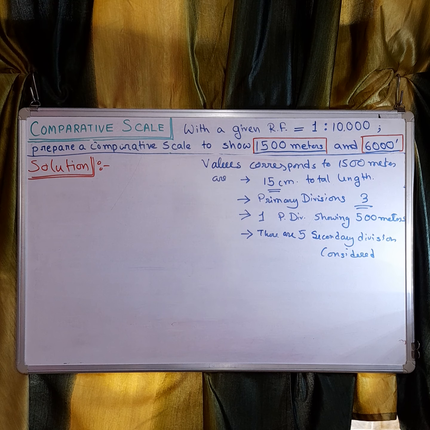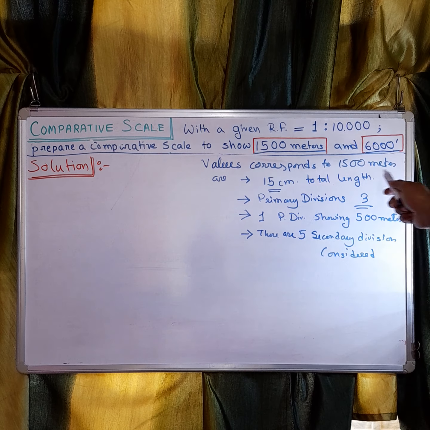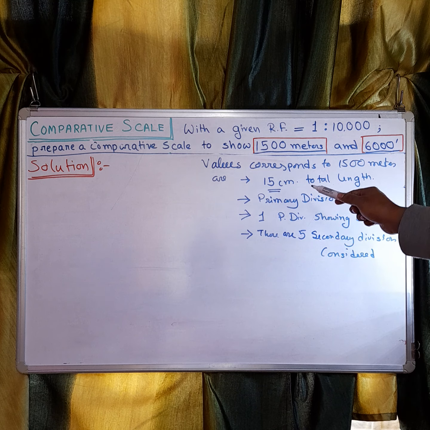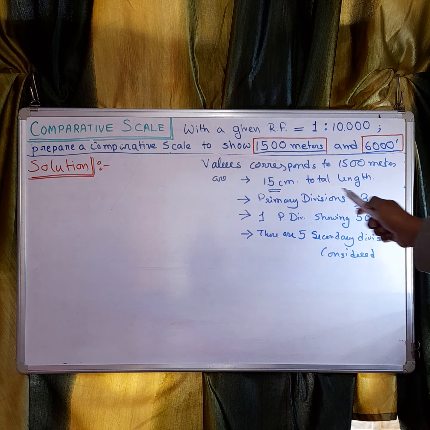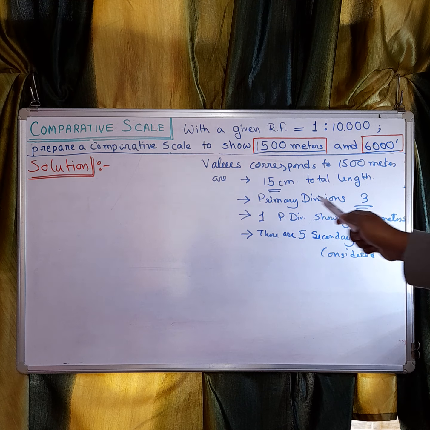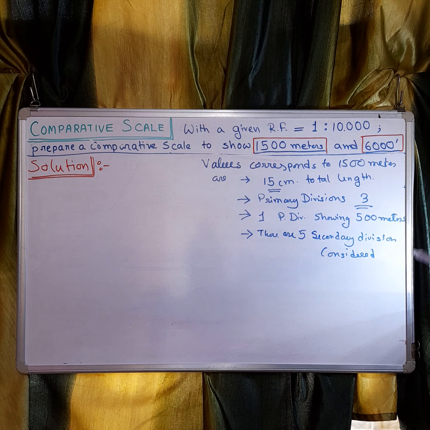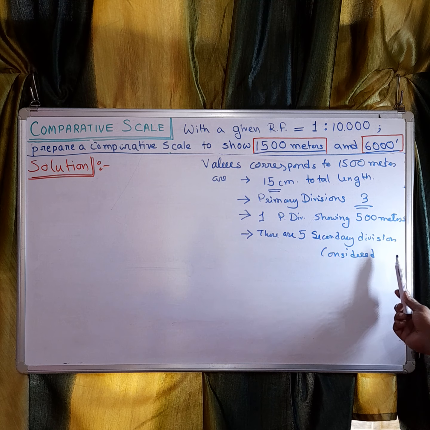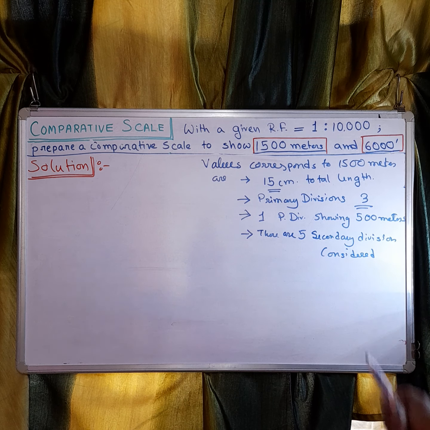From the just calculated portions, what we have got, the values corresponding to 1500 meters are 15 centimeter to show the total length. The total number of primary divisions are 3, one primary division showing 500 meters, and there are 5 secondary divisions considered for this.